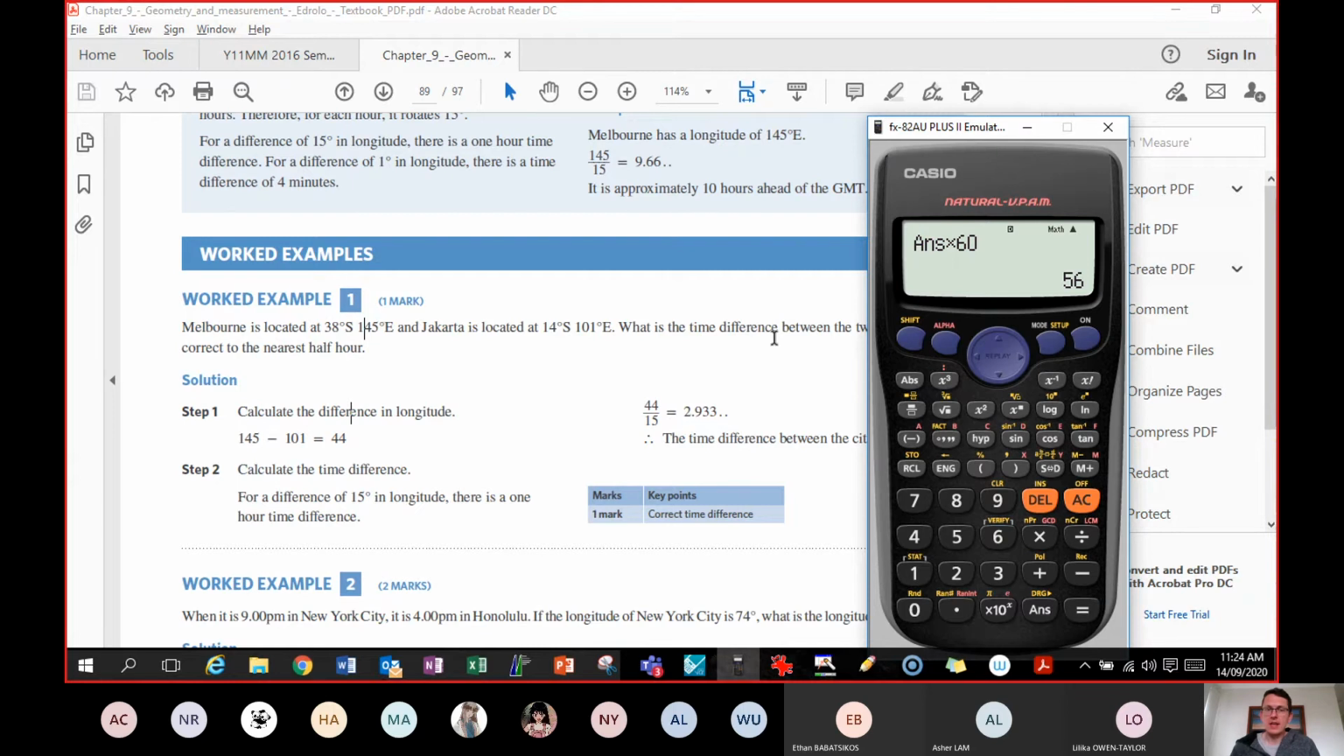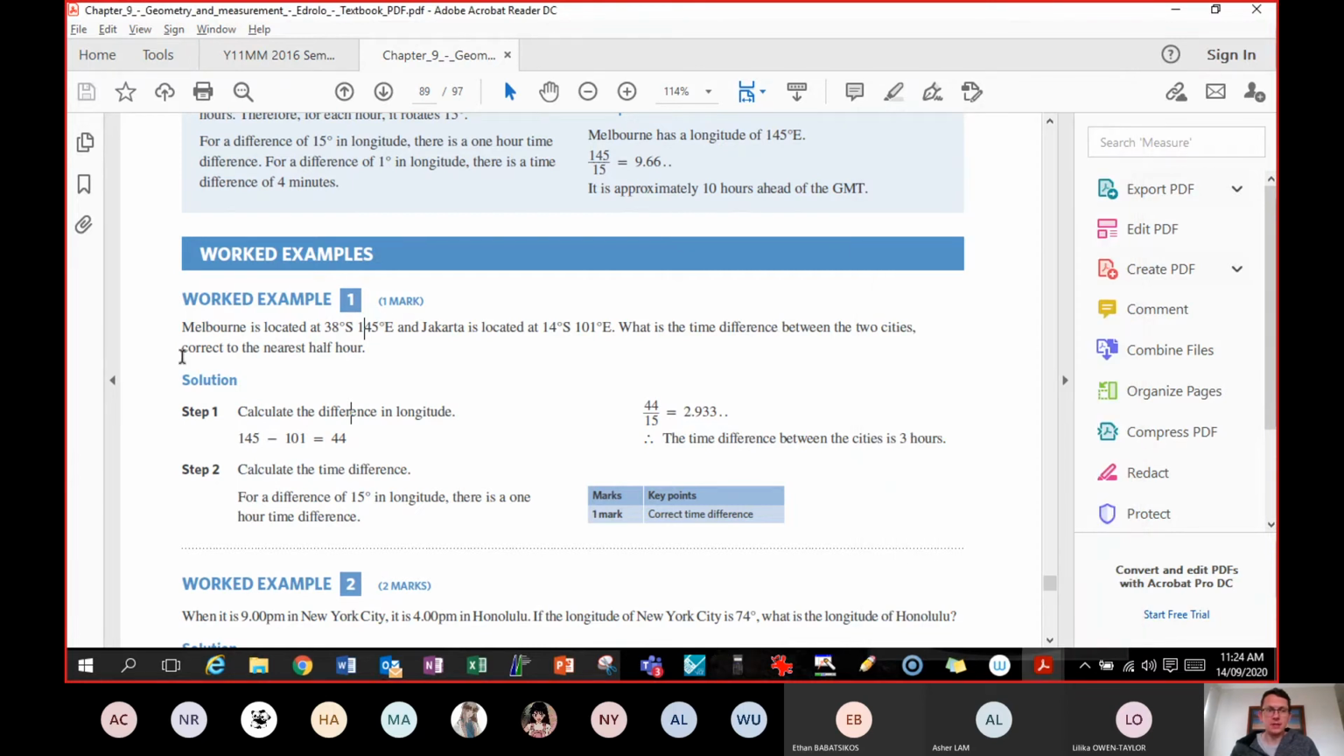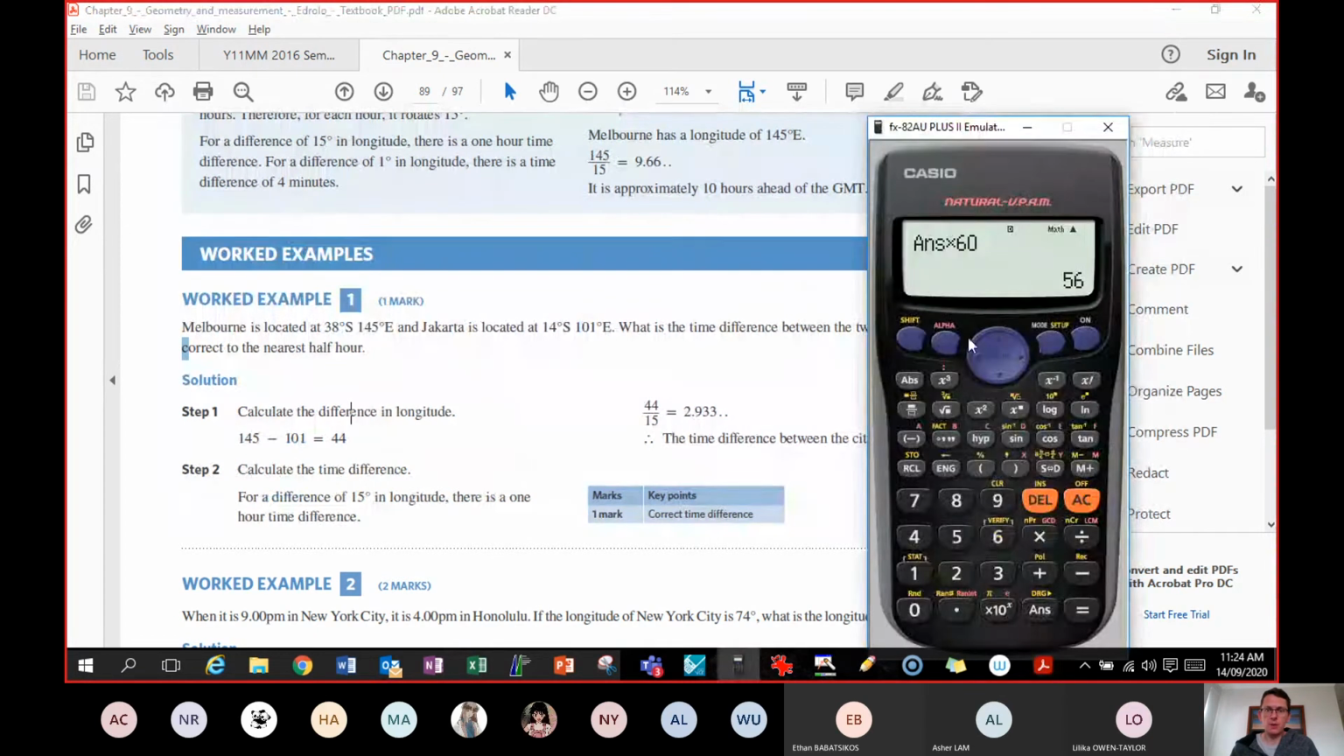Therefore, it's 3 hours. Now, if it didn't say correct to the nearest hour, and this is where people go wrong in the exam, if it just said what is the time difference, and you answered 3 hours, you'd be incorrect. You need to say 2 hours and 56 minutes. Yes, everybody in the international date line rounds off to every half an hour or an hour, right? But if it asks for the time difference and doesn't say round it off, you need to figure it out exactly.